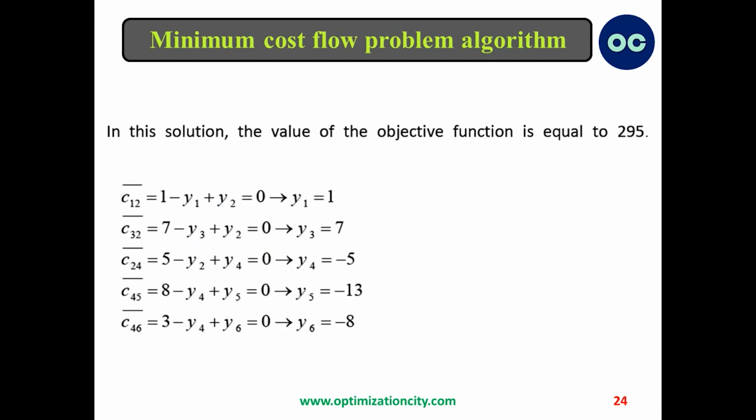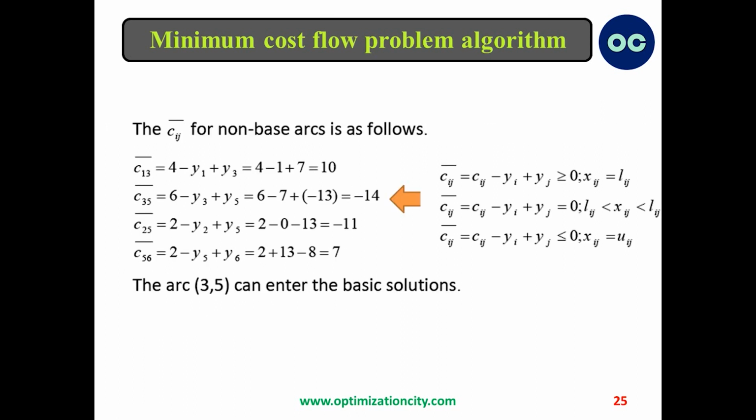We have the next basic solution here with the objective function of 295. Assuming y2 is equal to 0, we can calculate yi using the equation Cij minus yi plus yj is equal to 0 for all basic variables. As a result, we have the yi for all nodes here. In the next slide, we calculate the Cij bar for all non-basic arcs as follows.